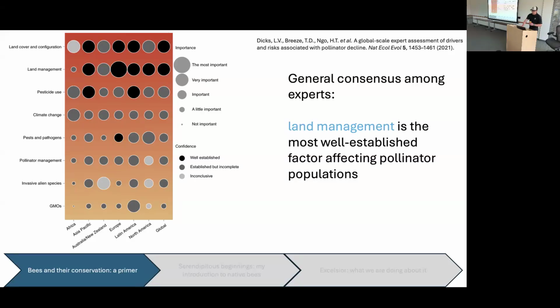Okay, so one thing that pops out at me right away is that across most continents, land cover configuration and land management are generally judged by experts to be the most important and the most well-established factors that impact the biodiversity and ecology of native bee species.